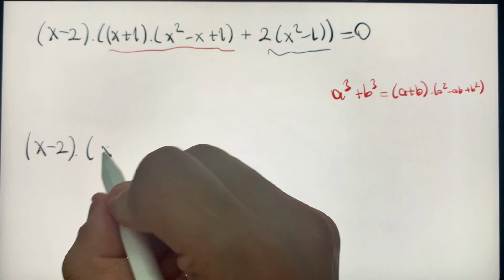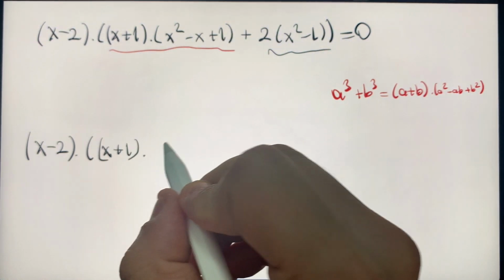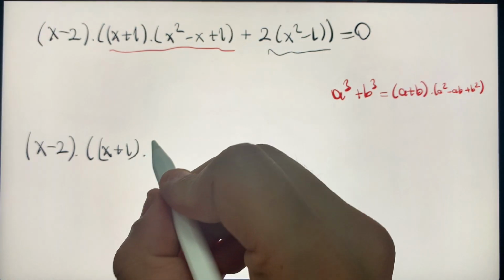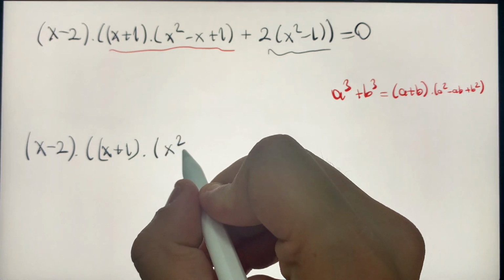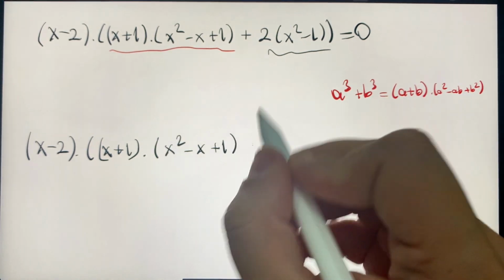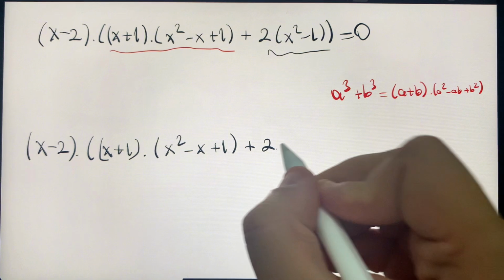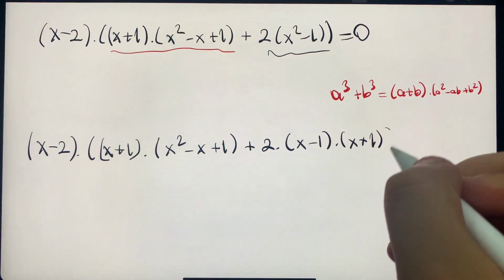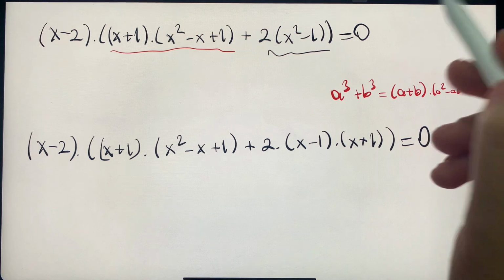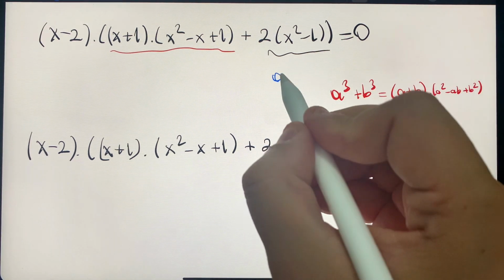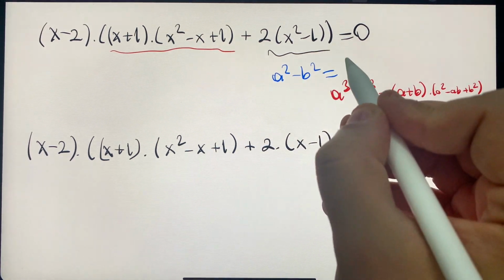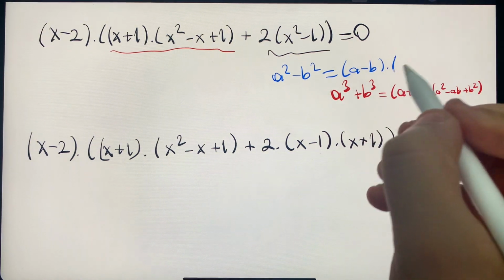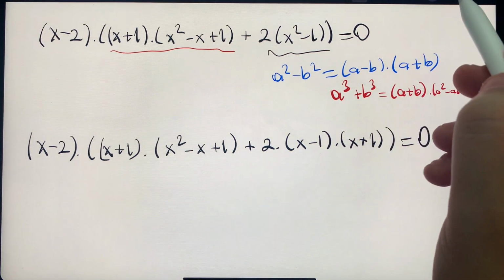I continued. I wrote x plus 1 again in brackets. So I wrote here x squared minus x plus 1. So I can open here plus 2 times, I said x minus 1 times x plus 1. I closed it. I said equal to 0. What did I use here? I used the difference of two squares, so a squared minus b squared. We knew what it was: a minus b times a plus b.